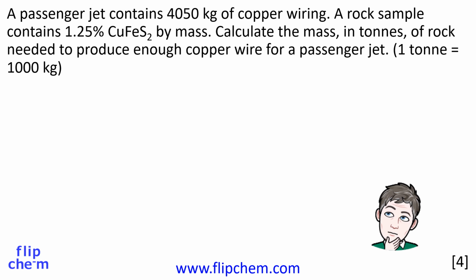Here's the next part of the question. A passenger jet contains 4,050 kilograms of copper wiring. A rock sample contains 1.25% CuFeS2 by mass. Calculate the mass in tons of rock needed to produce enough copper wire for a passenger jet. 1 ton is equal to 1,000 kilograms.